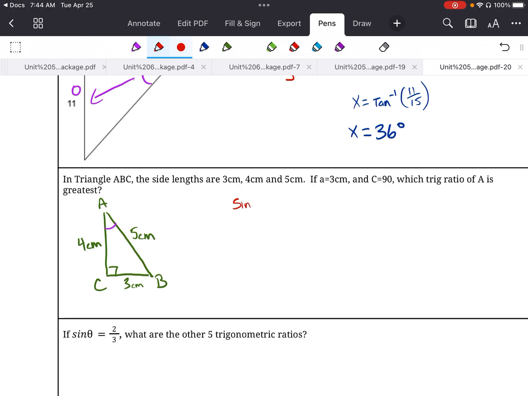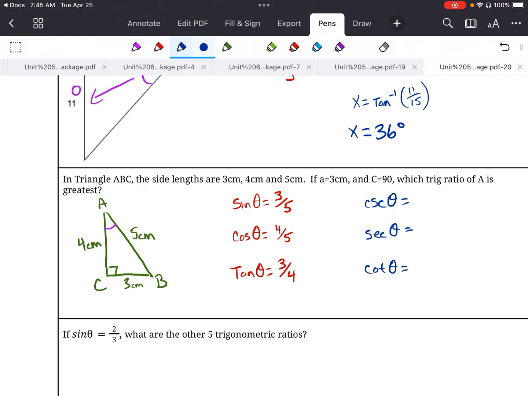So we have sine theta, cos theta, tan theta, and then we'll have cosecant theta, secant theta, cotangent theta. It's telling us to work with angle A. With sine, we know we're doing opposite over hypotenuse. The opposite here is 3. The hypotenuse is 5. Cos is adjacent over hypotenuse. And tangent is opposite over adjacent.